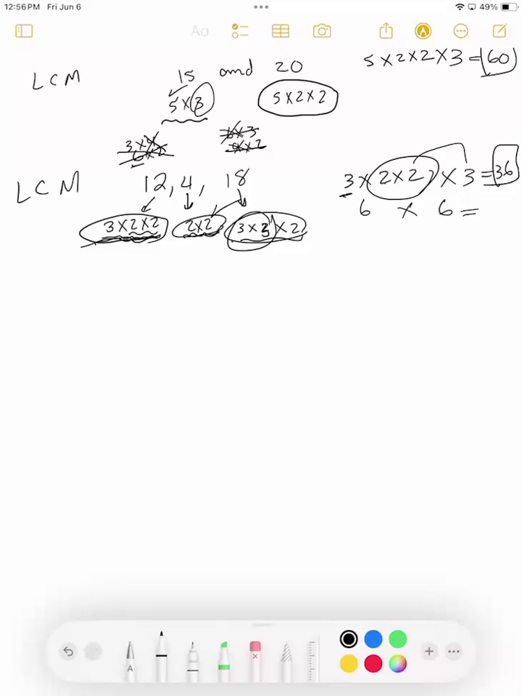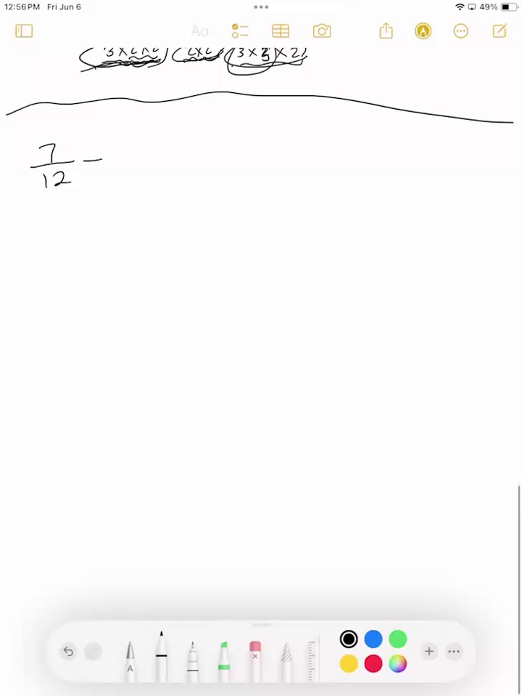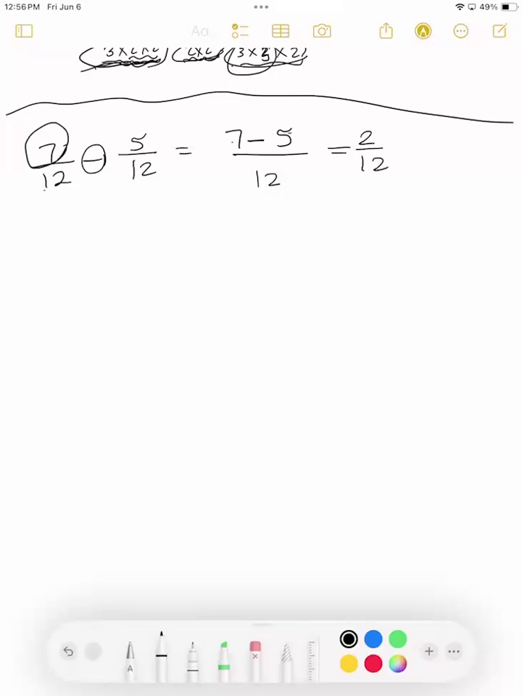The next problem says subtract. We want to subtract two fractions. We have 7 over 12 minus 5 over 12. The method of subtracting fractions is, since you have the same denominator, you write one denominator, then you write the numerators, 7 minus 5. 7 take away 5 is 2 over 12, but you need to reduce that because 2 is made out of 2 times 1. 12 is made out of 2 times 6. Since you have multiplication on top and multiplication on the bottom, you can reduce that. The answer is 1 over 6.